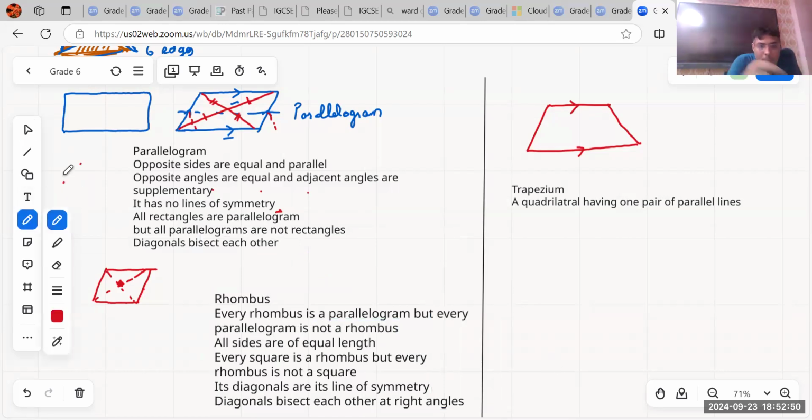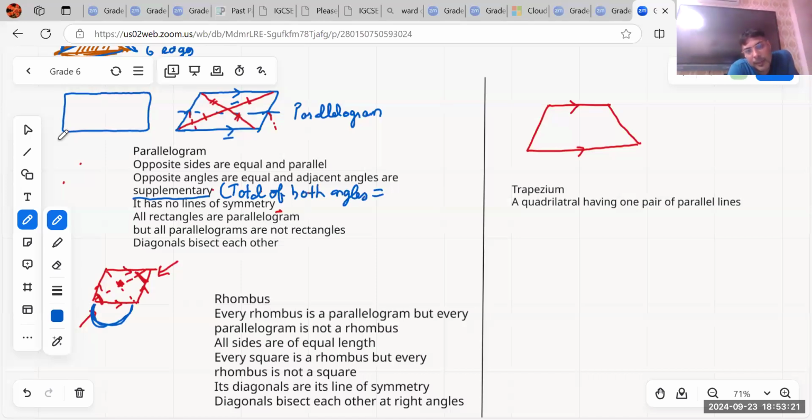See kids, whatever properties a parallelogram has, like opposite sides are equal and parallel, are satisfied by a rhombus. Then opposite angles are equal, meaning two angles which are opposite to each other will be equal. Now what do I mean by adjacent angles? Adjacent angles means which are neighbors. What is the meaning of supplementary? Supplementary means their total is 180 degrees. So if we have angle 1 and angle 2, their total will be how much? 180 degrees. Okay? Understood?